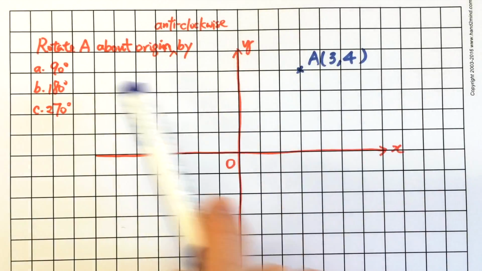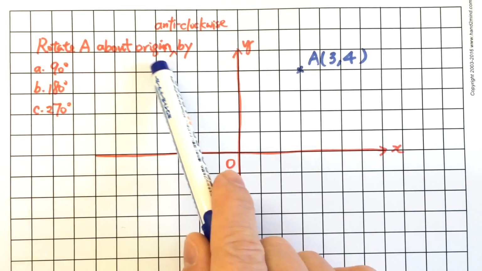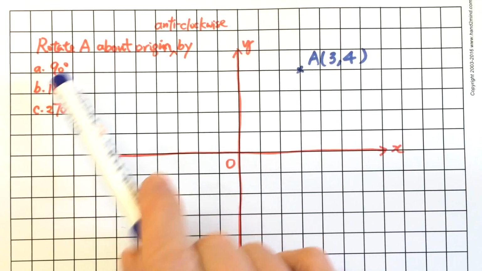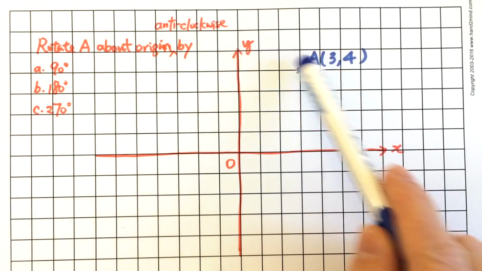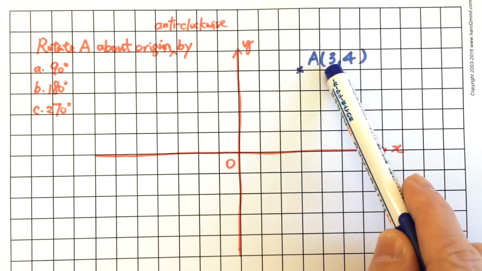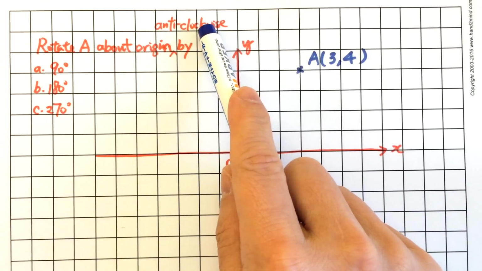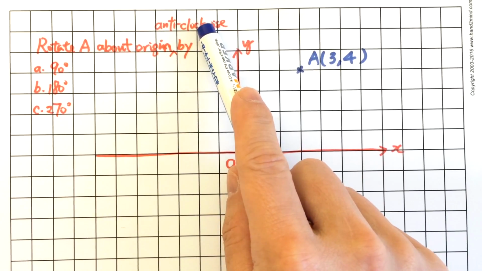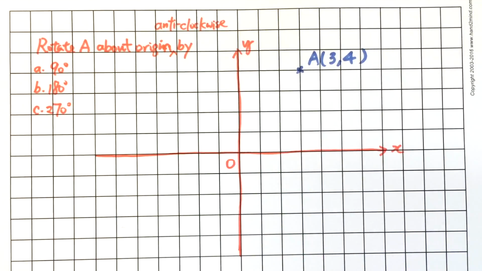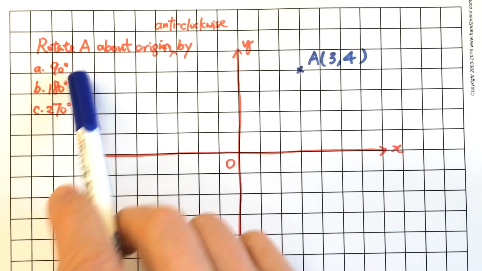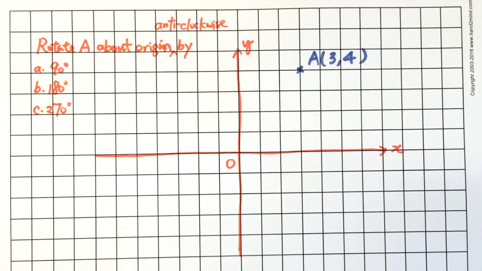Next, we talk about the rotation of a point about the origin by a certain angle. For example, point A is (3, 4), and it is rotated in an anti-clockwise direction about the origin by 90 degrees. Where will be the new position of point A?